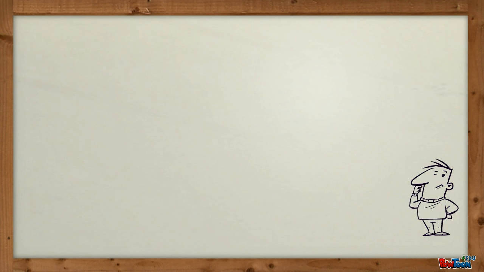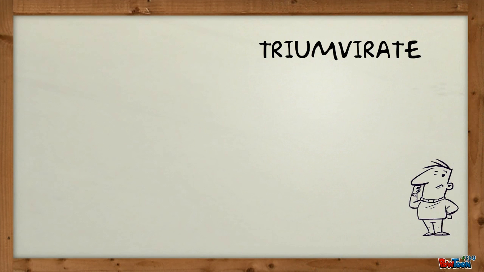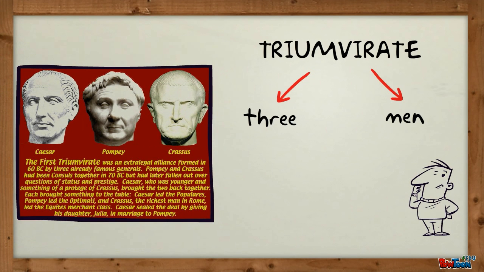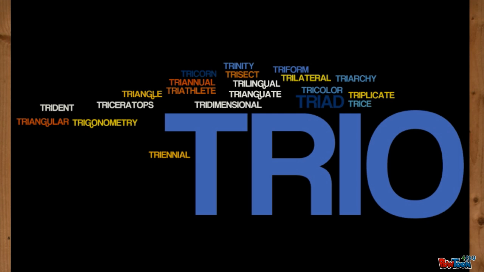Here's a new word, triumvirate. Trium comes from the Latin and also means three. Virate means men, so a triumvirate would be a group of three men. But since it goes back to Roman council days, it usually refers to three government officials charged with making decisions. Other words with tri or trio? Triangle, triennial, triannual, trisect, triad, trilingual, trident, and many more.